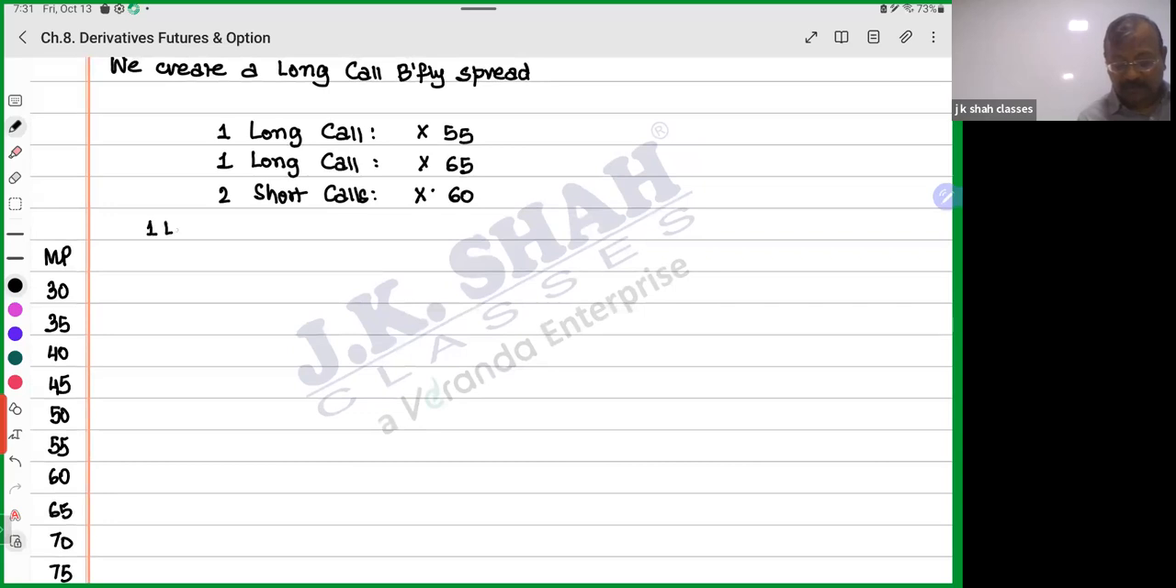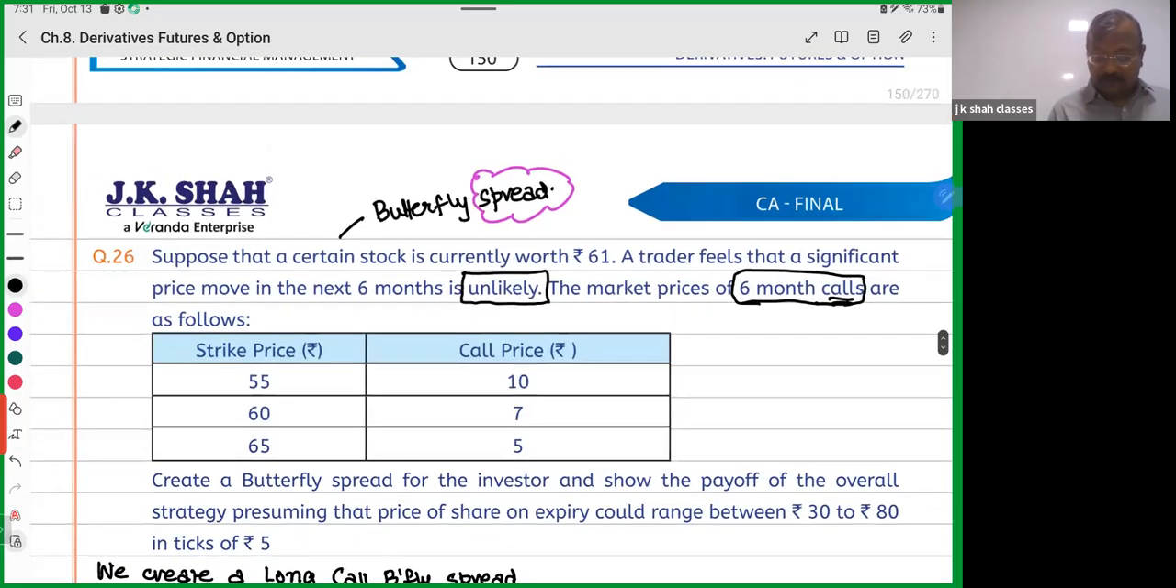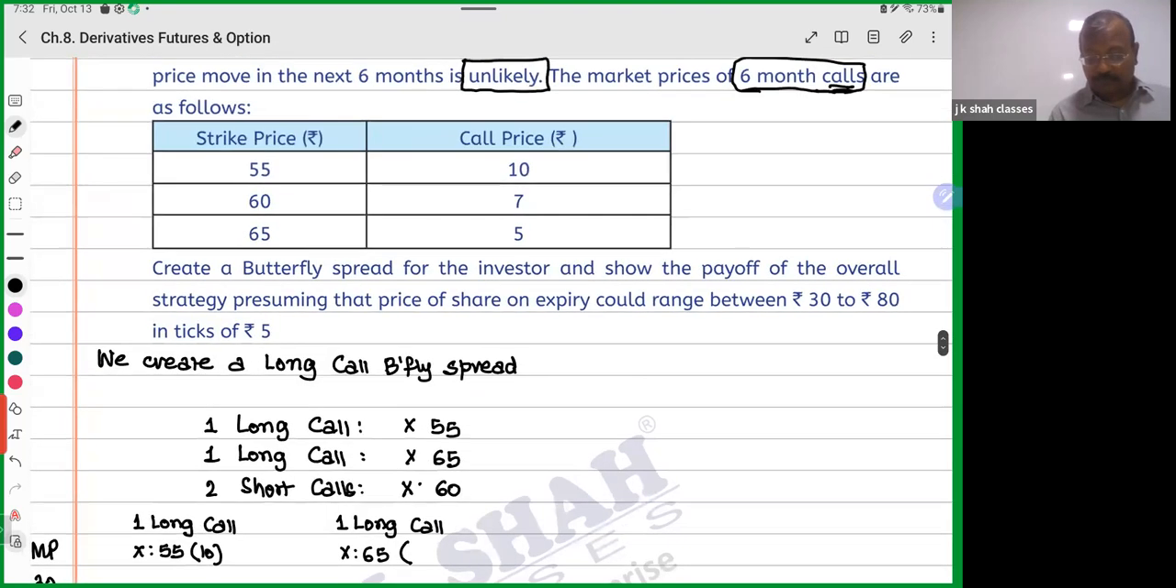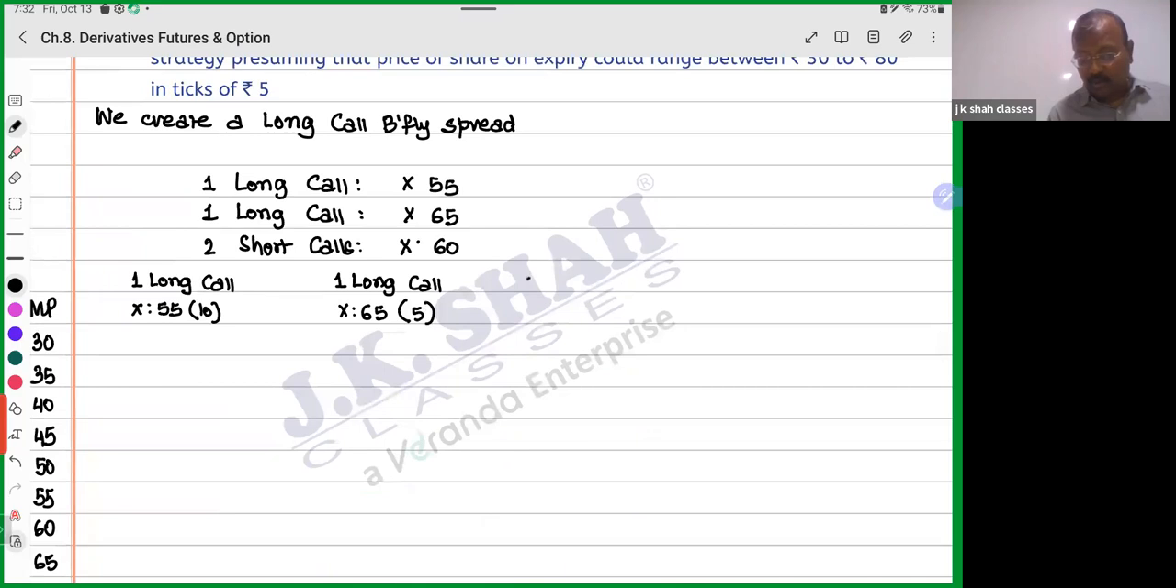And one long call, X 55, and इसका premium 10 रुपया है. One long call, X 65, इसका premium 5 रुपया है. Two short calls whose premium is 60, sorry, strike price 60 with a premium of 7 and net payoff.